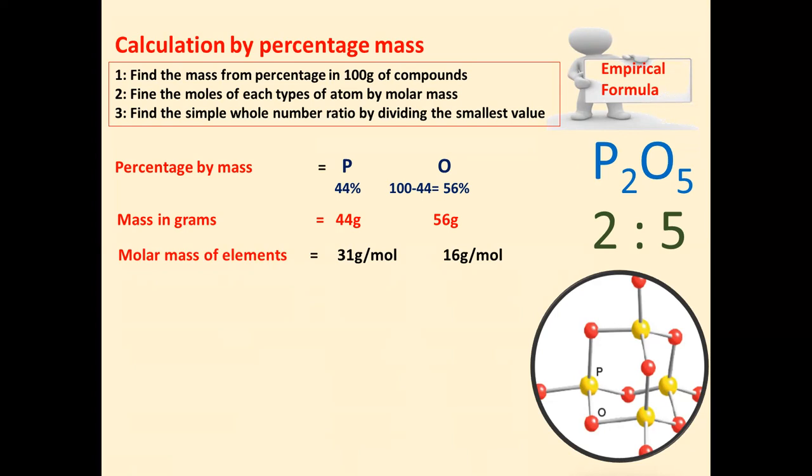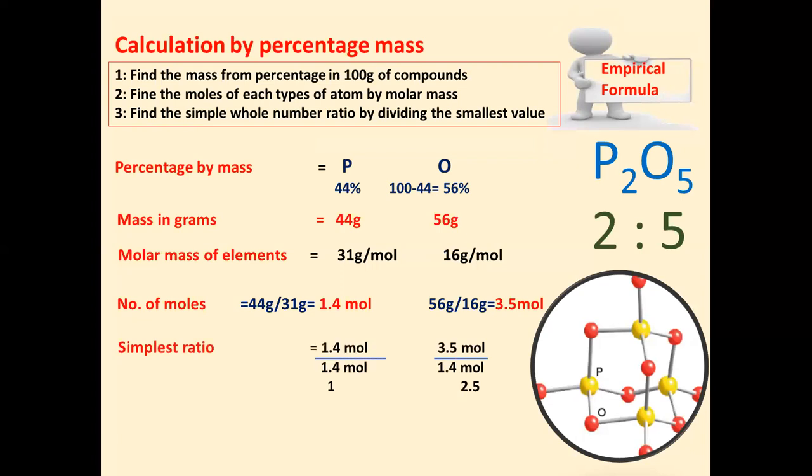Their molar mass in the periodic table is 31 gram per mole for phosphorus, while oxygen is 16 gram per mole. We divide the mass over molar mass to get the number of moles of phosphorus and oxygen. That is 1.4 mole of phosphorus, while oxygen is 3.5 mole. So here we find the smallest value. The smallest value is phosphorus, 1.4 mole. We divide both values by this smallest value to get the simple whole number ratio.